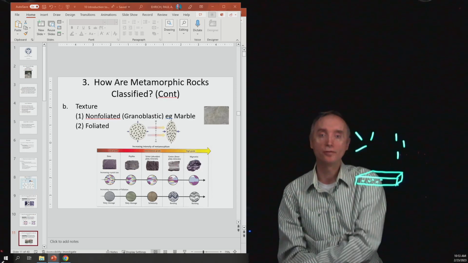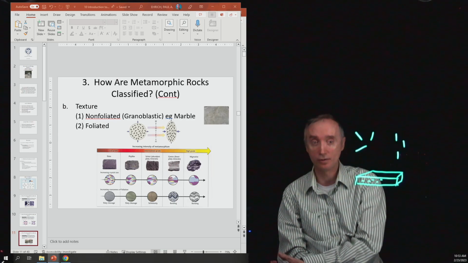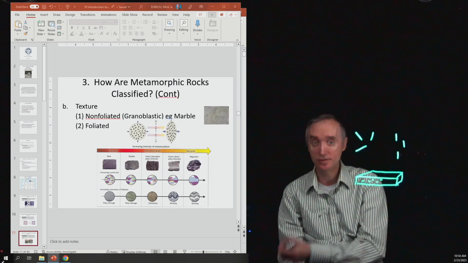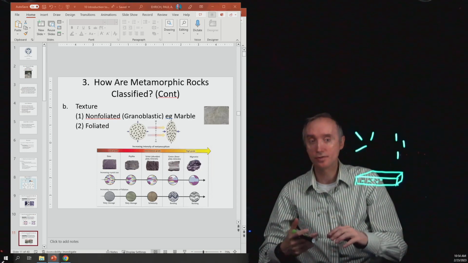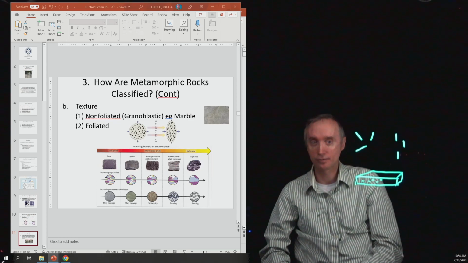Now you can also have metamorphic rocks that do not have foliation. And so that's going to be called a non-foliated texture, or it's going to be called granoblastic. An example of this would be marble. So you take limestone, which has calcium carbonate in it, and then you subject it just to heat. And so what you end up with is still calcium carbonate, but it has reorganized those crystals into something that is more compact. But you do not notice that the crystals have any particular orientation. So that's going to be called a non-foliated texture.